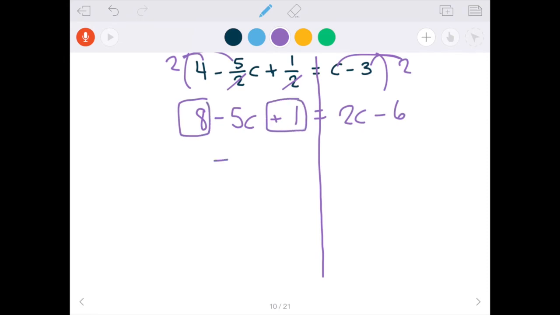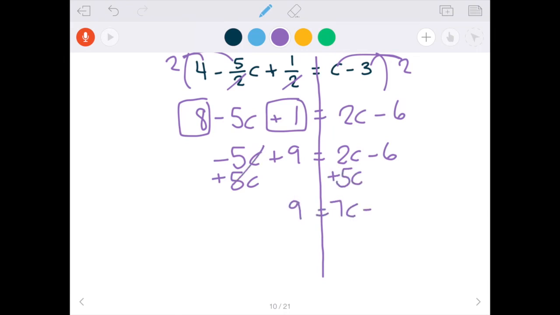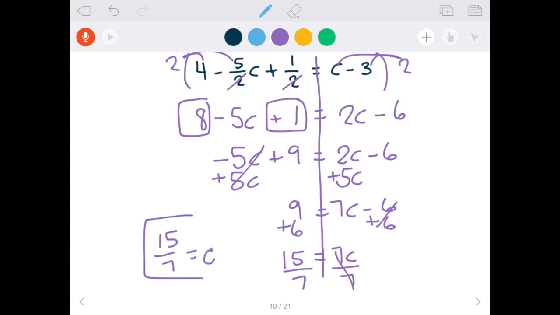I have like terms right here. I'm going to zero pair my smaller variable. Zero pair my constant. Divide by my coefficient. 15/7 cannot be simplified, so that is our final answer. Okay?